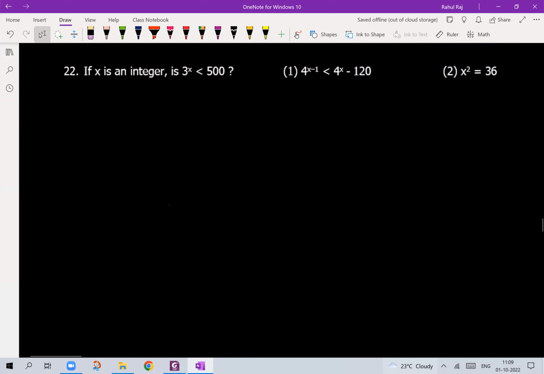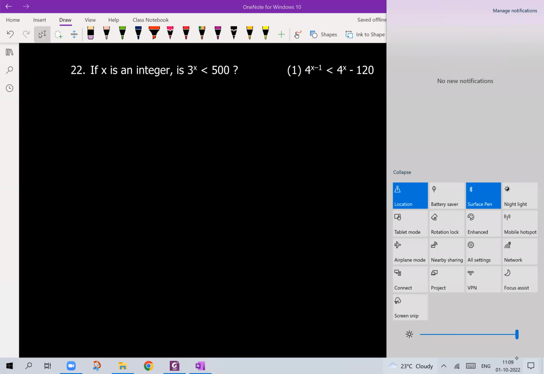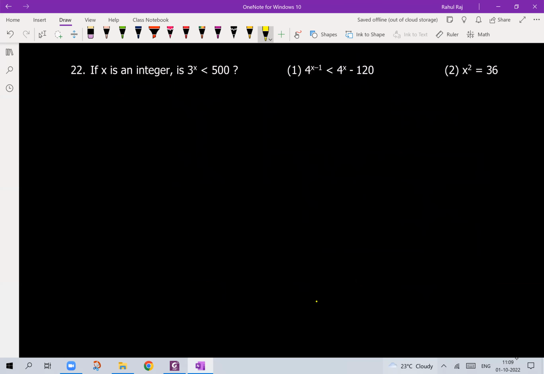Question number 22, please. Looks like a tough question, but it's pretty easy if you understand it. Please take 2 minutes for this question. Think properly. We will discuss it.